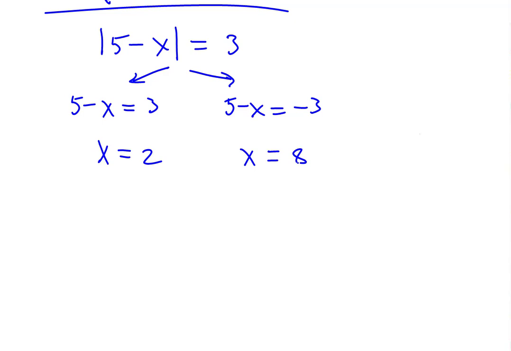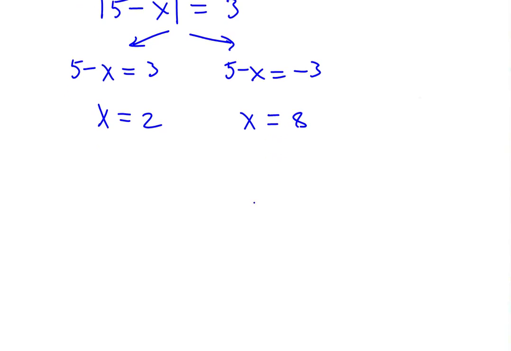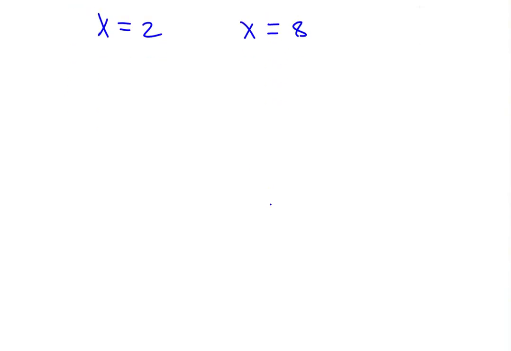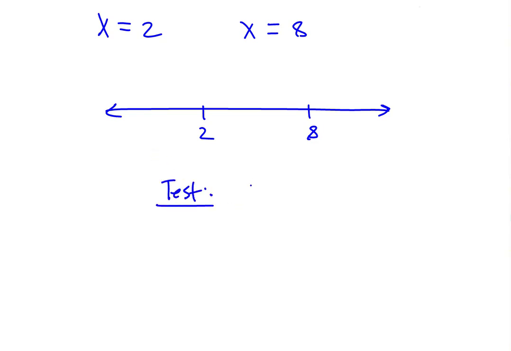Now, if those are two solutions, remember the split process involves not only solve, but then plot. So let's plot them on a number line in order. We'll have a 2, and then somewhere to the right of it an 8. And that's the plot step. The next step would be to interval test this. So let's test the following.